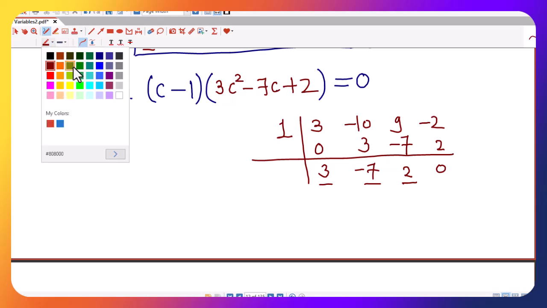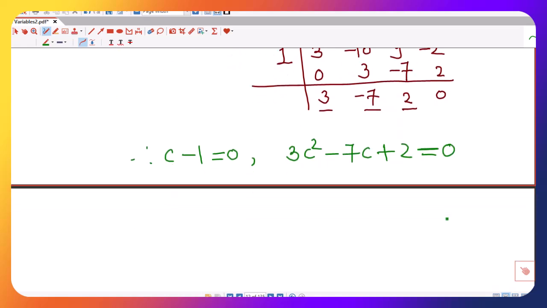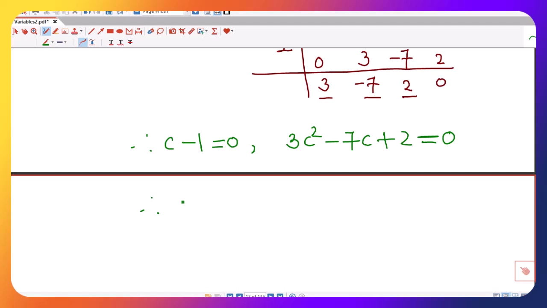So we have two factors now. So I have c minus 1 equal to 0 and that second polynomial equal to 0. First I write c minus 1 equal to 0, and I have to solve this second degree polynomial also, and that we can solve directly. So c minus 1 equal to 0 will give us c equal to 1.